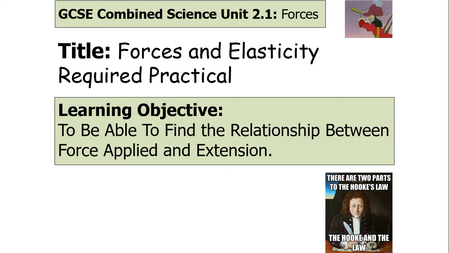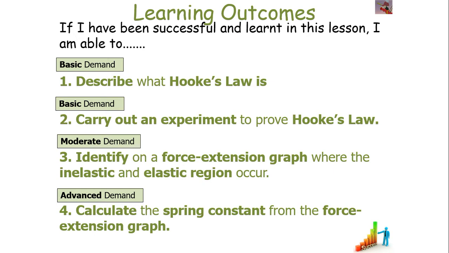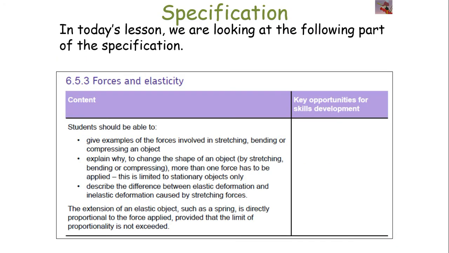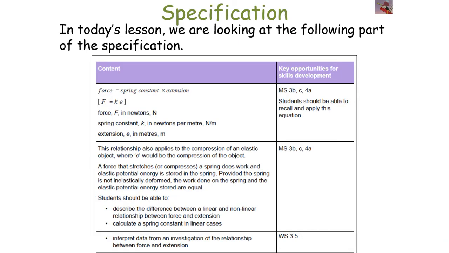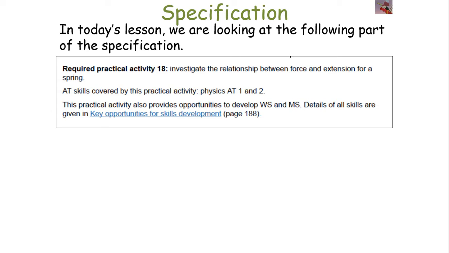In this lesson, we'll be looking at describing what Hooke's law is, looking at how to carry out an experiment to prove Hooke's law, identifying on a force extension graph where the inelastic and elastic regions occur, and then finally see if you understand how to calculate the spring constant from a force extension graph. Now, this links into the following part of the AQA Combined Science specification. And in this lesson, we're going to focus primarily on discussing required practical activity 18, the relationship between force and the extension for a spring.